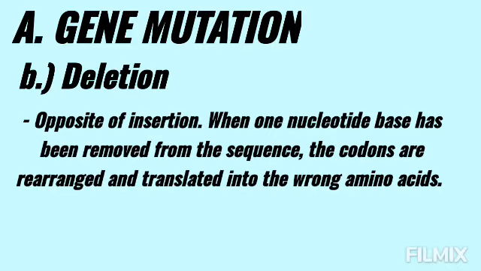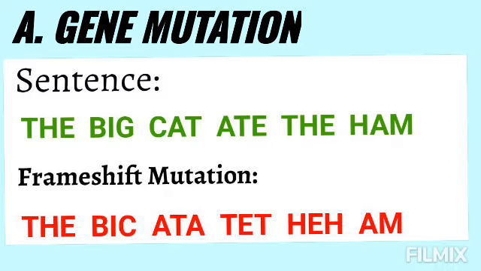Letter B. Deletion is the opposite of insertion. When one nucleotide base has been removed from the sequence, the codons are rearranged and translated into the wrong amino acids. Consider the example. The removal of letter G from big in the sentence exhibits deletion mutation in genes. As you can notice, when letter G is removed, the next letter occupies its space and rearranges the gene sequence. As a result, the altered codons produce different amino acids.